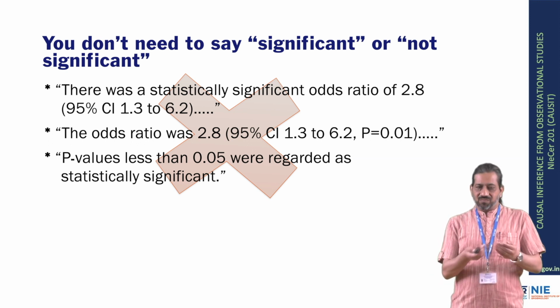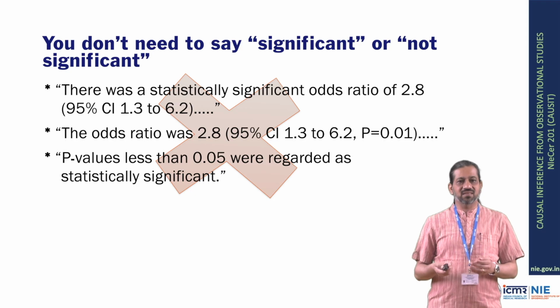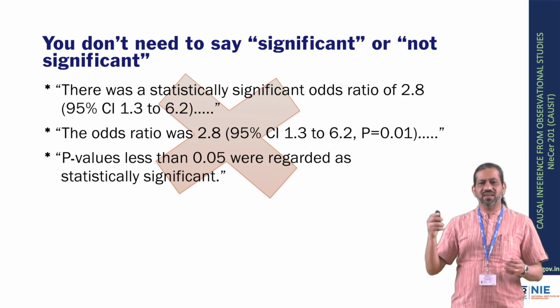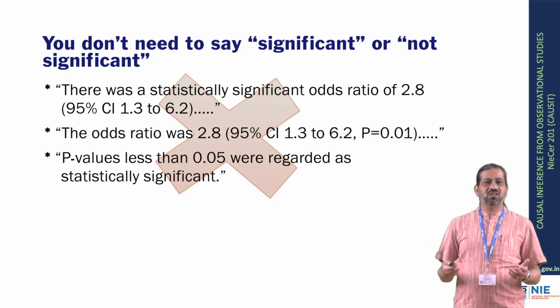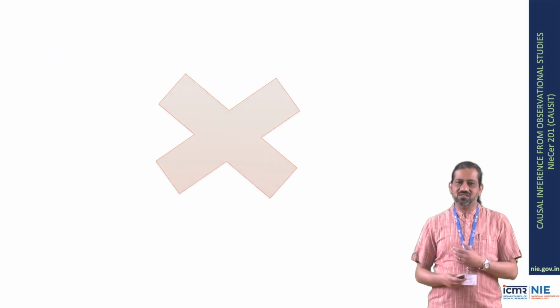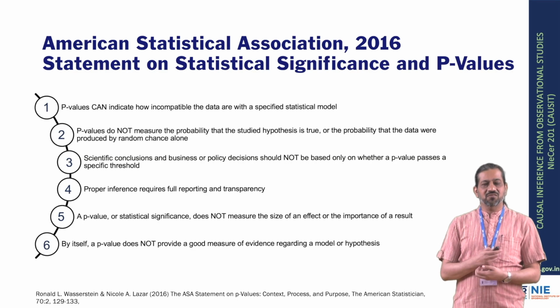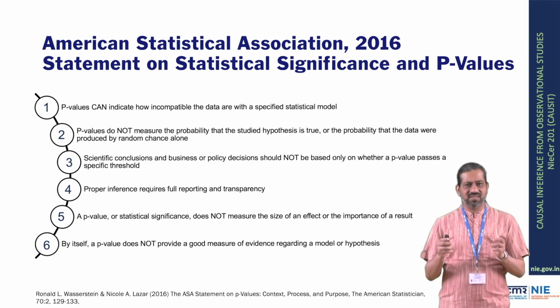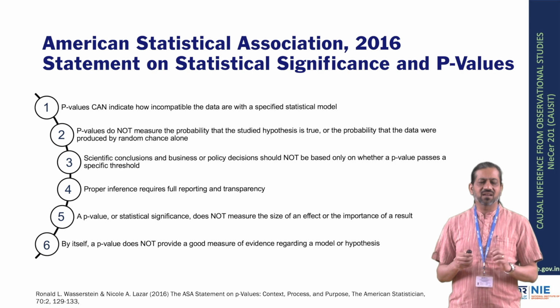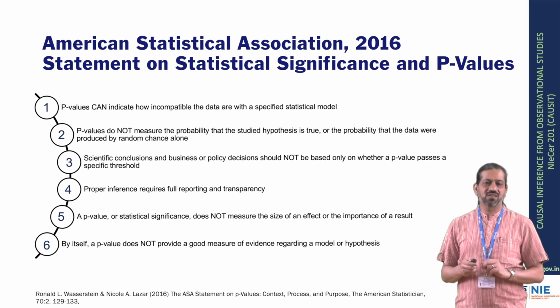Or even many a times you would see that people state that p-value less than 0.05 was considered as statistically significant. Actually, we do not need to resort to these kinds of statements. We do not need to say whether our results are significant or not significant. What do we need to say? In fact, in 2016, the American Statistical Association released a statement in the American Statistician, the journal, warning against the misuse of statistical significance and p-value.